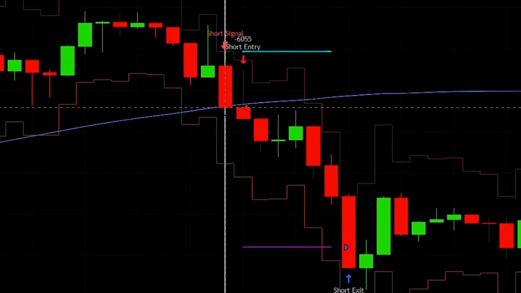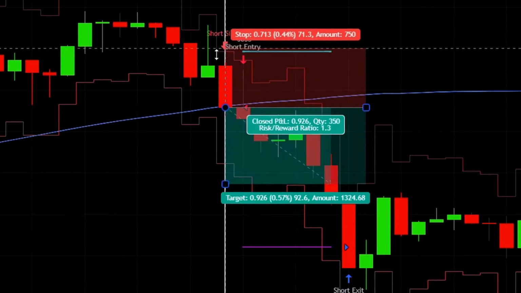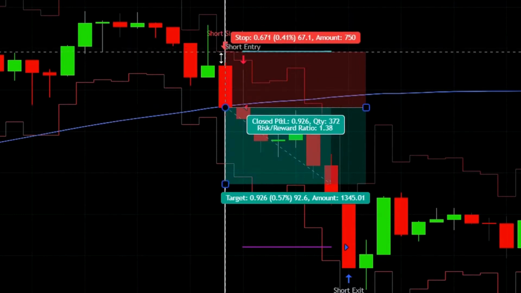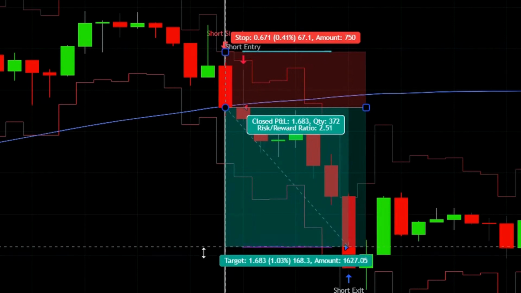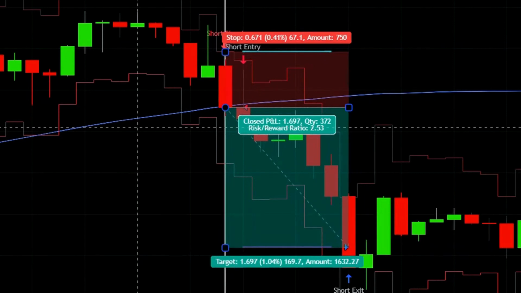The entry level will be at the close of the signal candle or at the open of the next candle. The stop loss level will be at the NNFX ATR line, and the take profit will be a 1 to 2.5 risk to reward ratio. Okay, now we can exit the position in three ways.